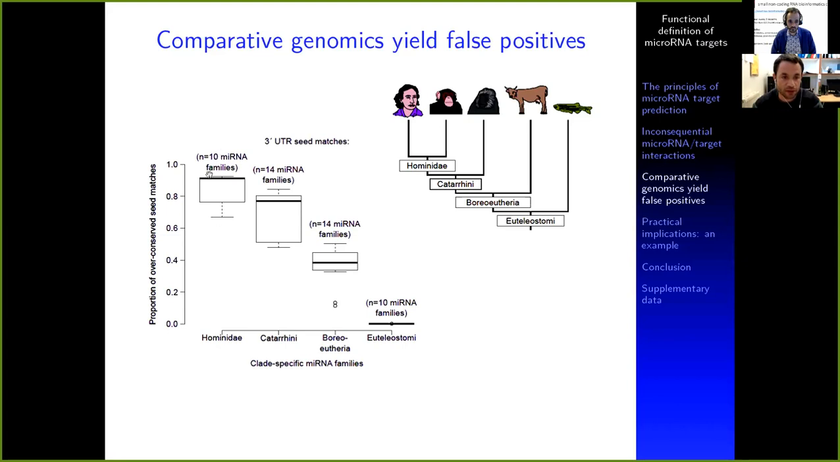So these are hominidae-specific microRNAs. And you see, for example, that for a typical hominidae-specific microRNA family, about 90% of its seed matches are more conserved than the microRNA itself, meaning that the seed match is conserved also outside hominidae. And you see, very strikingly, the deeper the clade of specificity of the microRNA family, the lower this false positive rate. To the point that when you look at eutheliostomi-specific microRNAs, there's basically almost no overconserved seed match.